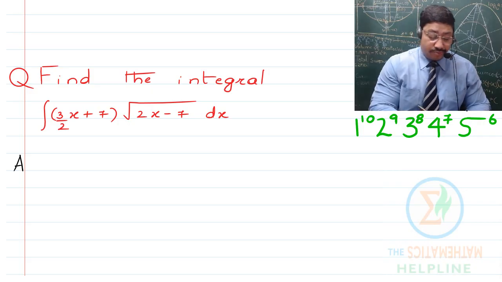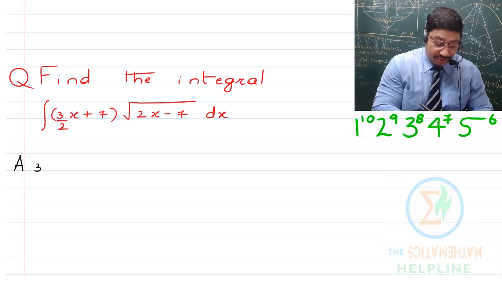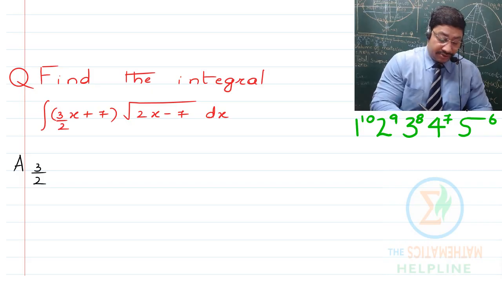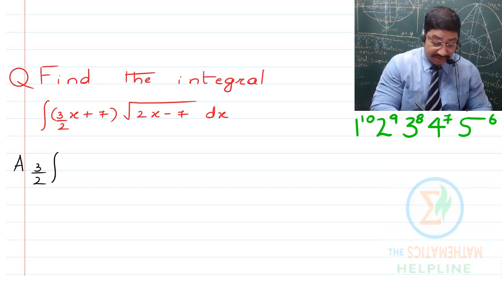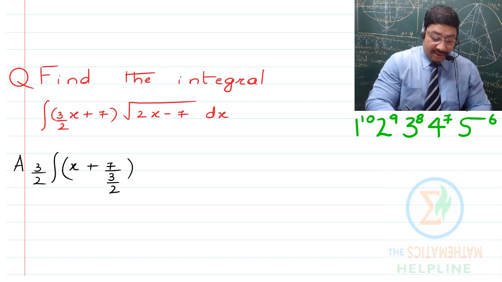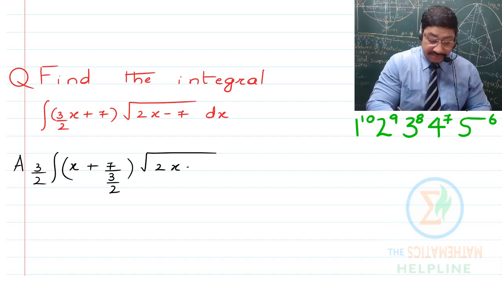So that's why this 3 upon 2 is going to be taken out, and when we take out this 3 upon 2 from the first term, right, obviously the first term will become x, and then we will have 7 which will be divided by this 3 upon 2, right? And with that obviously is multiplied this 2x minus 7, which won't change.